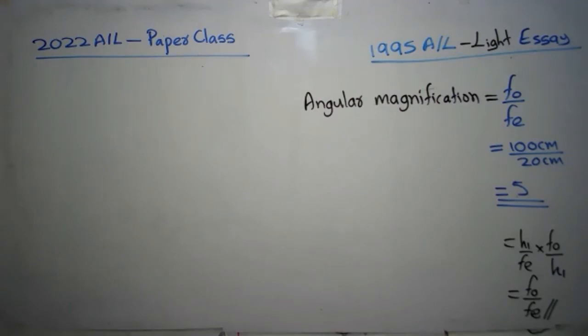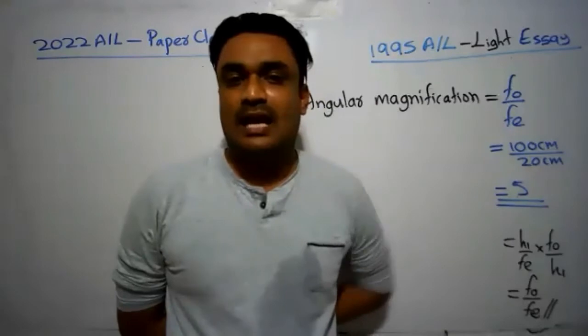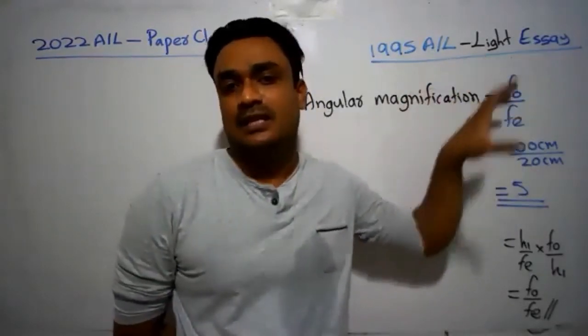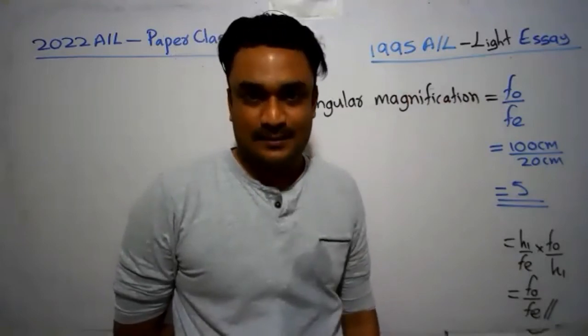Normal adjustment means the final image should be formed at infinity. It means the final light rays coming out from the eyepiece lens should be parallel to each other. So final image is formed at infinity means the light rays coming from the eyepiece lens should be parallel to each other. It is believed that parallel light rays meet at infinity. So we believe the final image is formed at infinity.